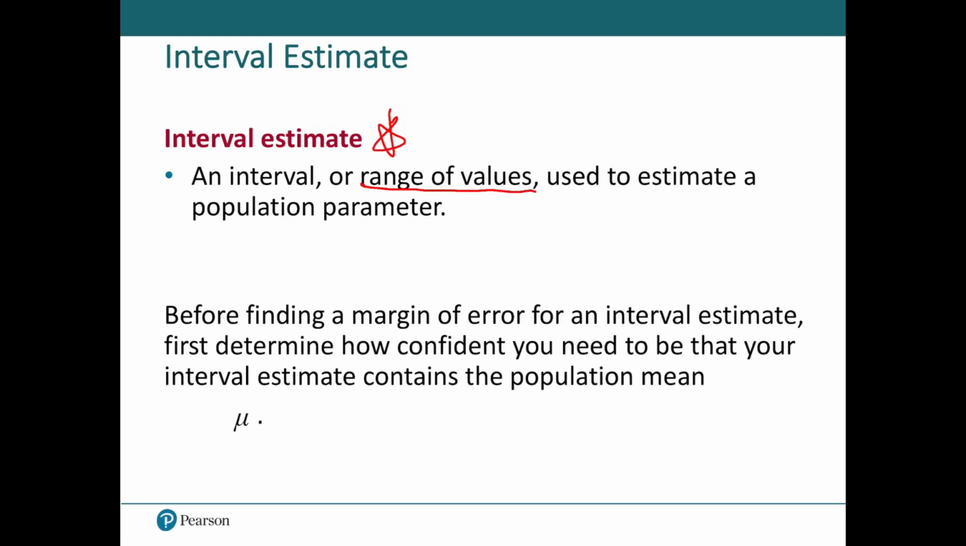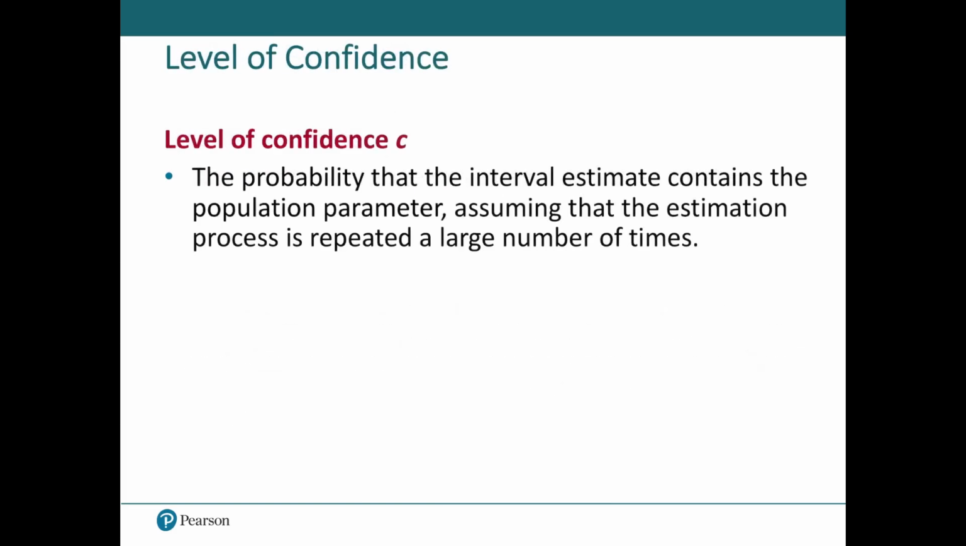Before finding a margin of error for an interval estimate, first determine how confident you need to be that your interval estimate contains the population mean. Typically, your choices are 95, 90, and 99. Do not worry, it will be given. At least in this class. In the real world, hard to say. I would just use as a rule of thumb 95 unless you see a special reason to pick something else.